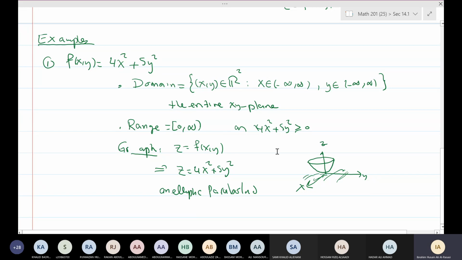You remember in orientation also, one way to find the range is to find the range from the graph. If you know the graph, you can find the range. Now from the graph, what is the range? What are the possible values of z? From 0, the origin, to infinity. The graph will extend to infinity. So it's from 0 to infinity. So you can also get the range from the graph.